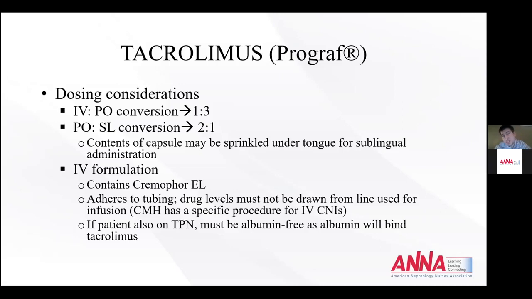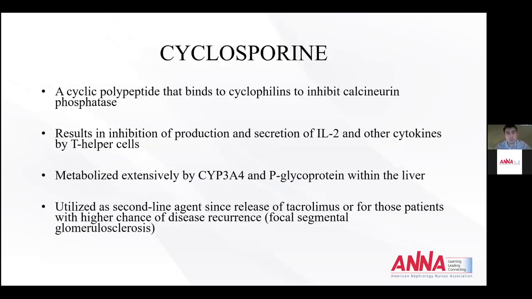So you would actually need a separate line if you're drawing for that. You really don't want to be drawing your trough levels from the line you're giving the actual medication through, because it binds to it. And then if you're on TPN, you must be albumin free, as albumin will bind to the tacrolimus.